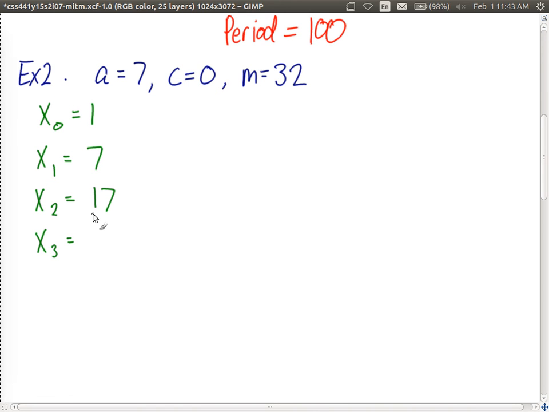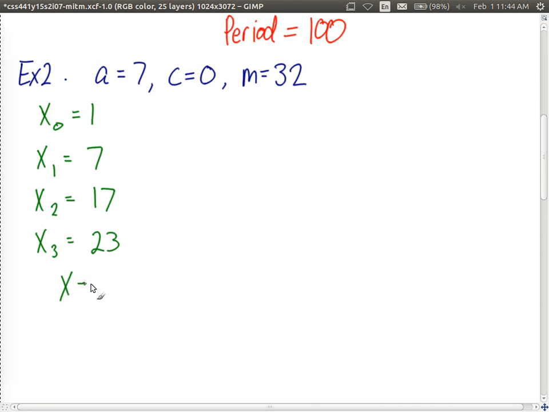Times 7, 119 mod 32, 23. 7 times 23, 161 mod 32. 161 mod 32 is 1. Right. 5 times 32 is 160. So 161 mod 32 is 1. There's 1 left over. We get back to our initial value. x4 would be 1 in this sequence.